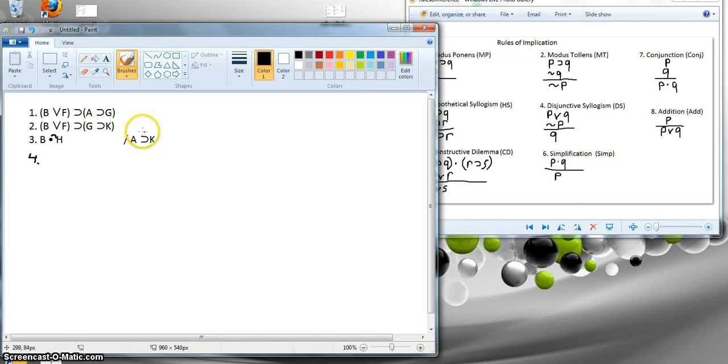So if A then K, if we had if A then G and if G then K on a line by themselves, then we could get if A then K. But we don't have that right now. Okay, so notice what I'm doing. I'm talking it out, right? And this is what you want to do.